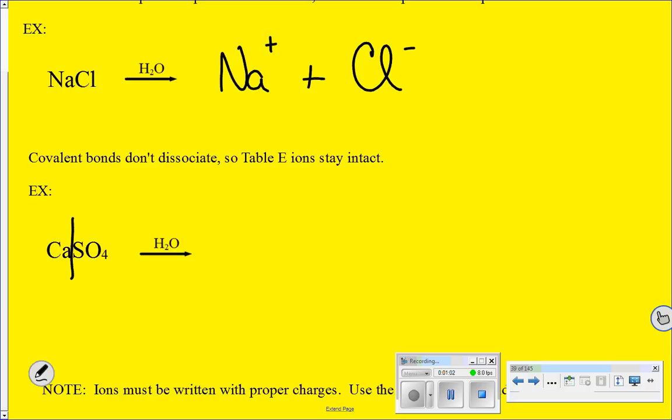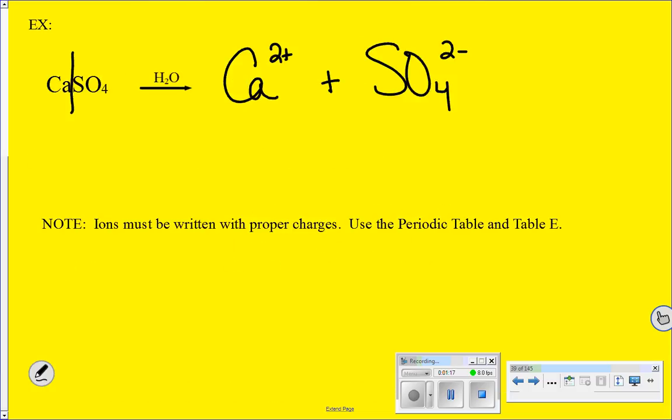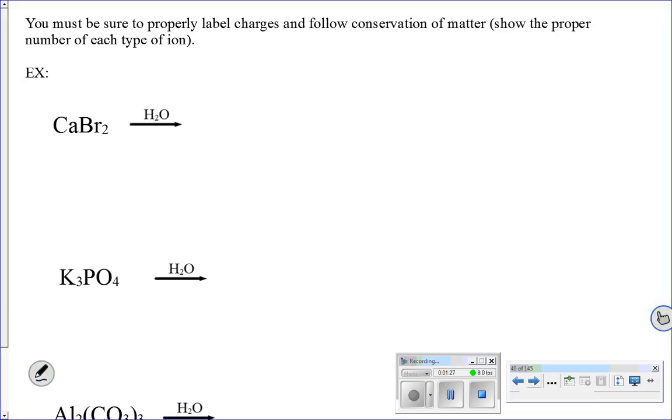So what's going to happen for calcium sulfate? This is going to break into calcium, which has a +2 charge, and a sulfate ion, that's -2 charge. You do need to make sure that you're writing your ions with proper charges, showing that plus sign in between them so that we know that they dissociated. So you are going to have to use your periodic table and reference table E. It's very important also to understand the number of ions that are produced, so that can be really important in certain types of questions we're going to answer.